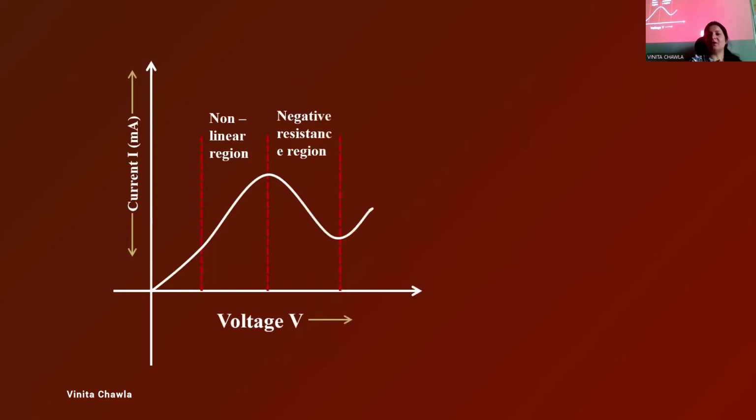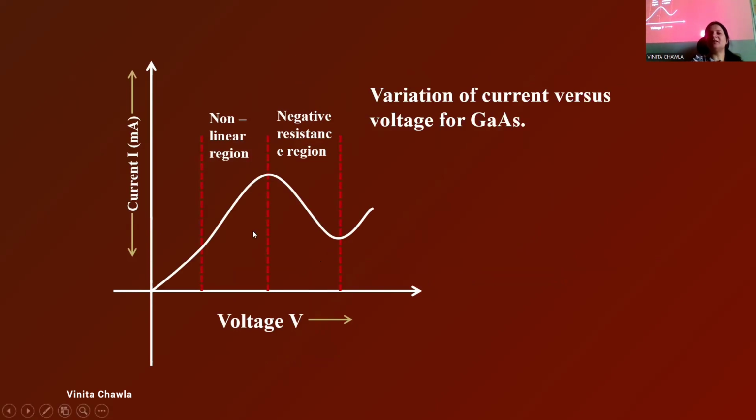After this, we have this graph. So this graph represents current versus voltage for a semiconductor, gallium arsenide, you can see. So here you will see that this graph is again not following Ohm's law. These are non-ohmic conductors. So here you can see that for two values of voltage we have the same value of current.